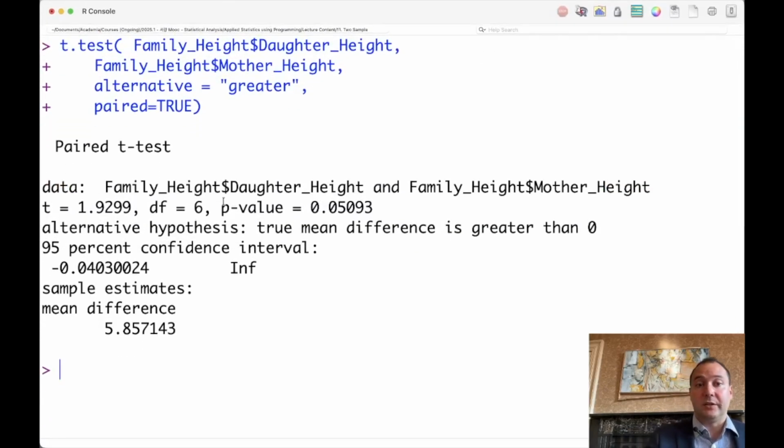So here is our result. Are daughters taller than their mothers? In this data, well, we see our p-value is 0.0509. Is this less than 5%? Technically, no, it's not less than 5%. It's marginally significant, meaning at the 10% alpha level, it would be significant, but technically it didn't end up in that rejection zone, which would be any p-value less than 5%. So in this case, we don't have enough evidence to reject our null hypothesis.